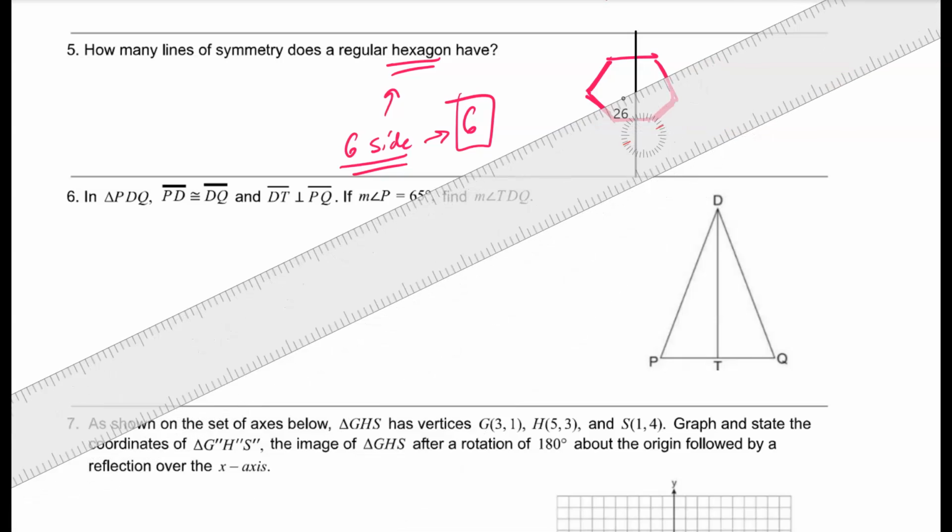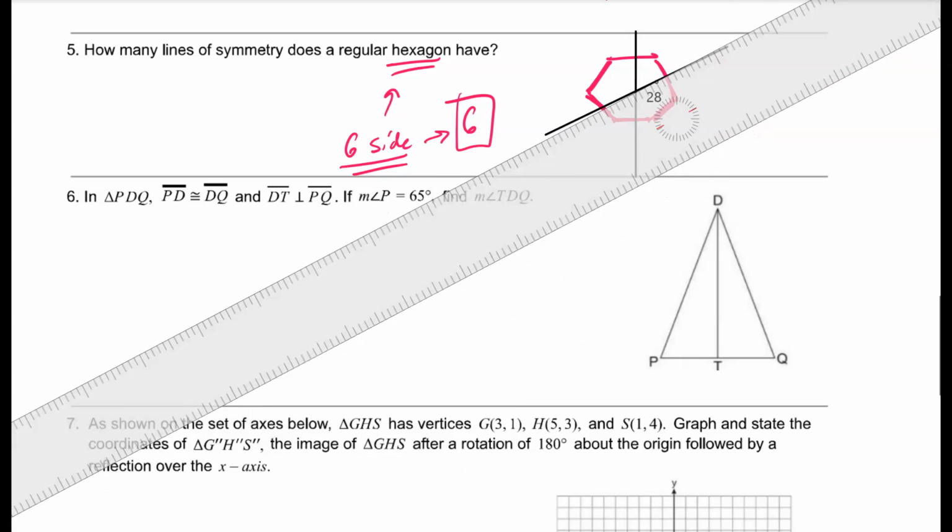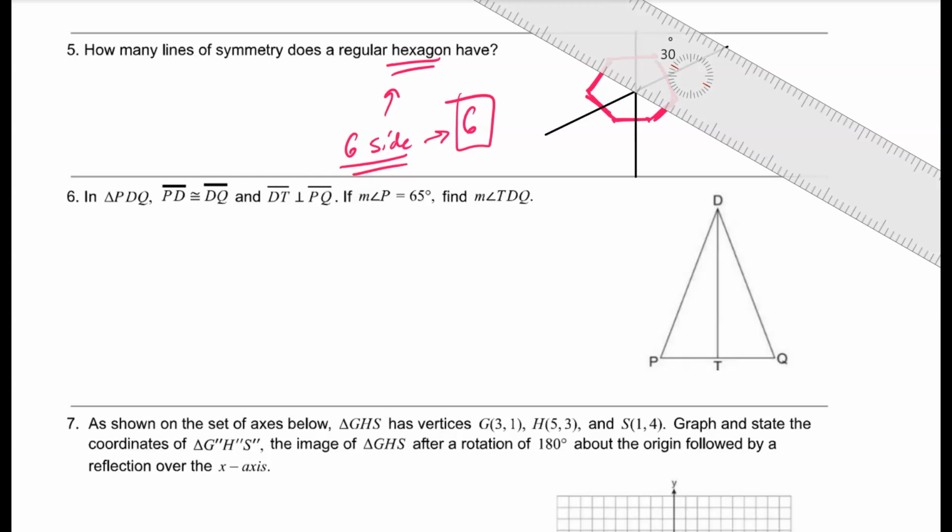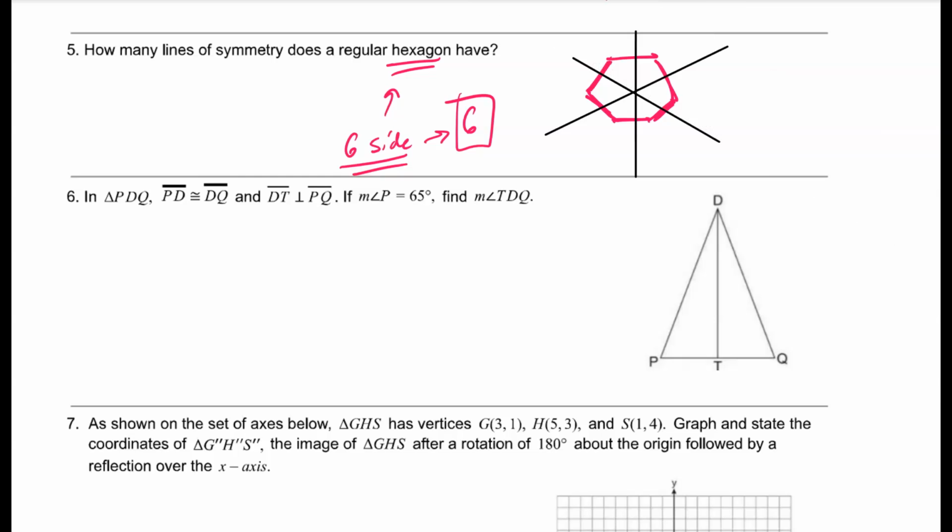But there are 3 pairs that I could do that with. I could do that over here. I could do that over here as well. And if I fold over any of those lines, the hexagon would map exactly onto itself. But those aren't the only 3 lines of reflections.